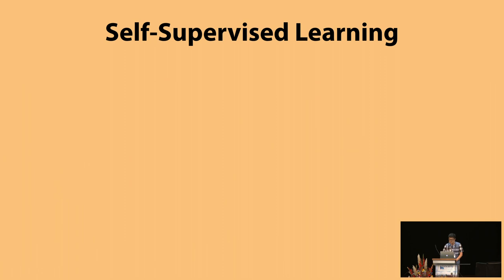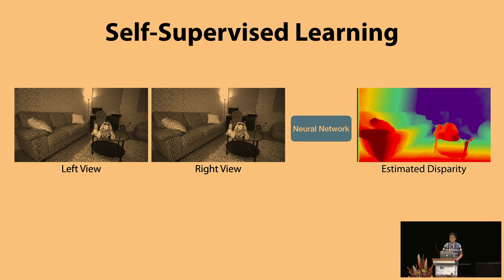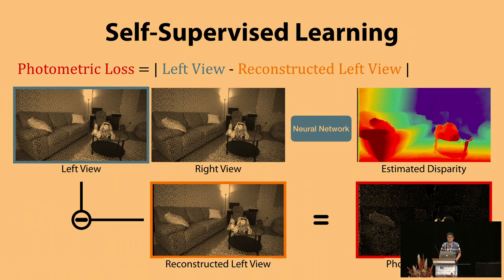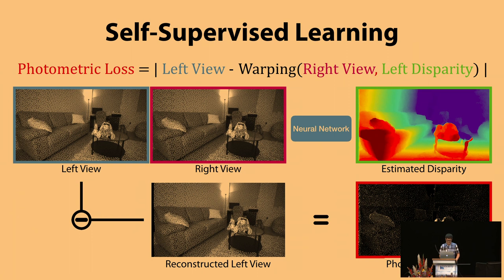But before introducing our method, let me first briefly give you some idea about how to apply self-supervised learning for stereo matching. Suppose that you have a neural network that takes a pair of images and produces the disparity. Remember that the disparity basically tells us the correspondence between two views. We can actually use this information to reconstruct the left view using the right view. And if the estimated disparity is correct, then the reconstructed left view is going to be very close to the original left view, such that the difference between these two, which is usually called photometric loss, implicitly reflects the quality of the estimated disparity. In practice, a good disparity can be found by minimizing such a photometric loss.